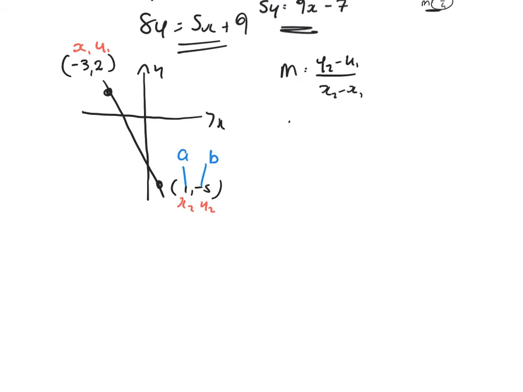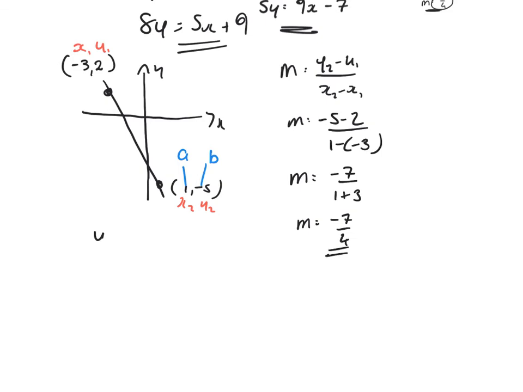x2 minus x1. So it's going to be y2 minus y1 over x2 minus x1, minus 5 minus 2 over 1 minus 3. Okay, minus 5 minus 2, take your time, be careful. That's minus 7. 1 minus 3, that's 1 plus 3, 4. Minus 7 over 4 for the gradient.